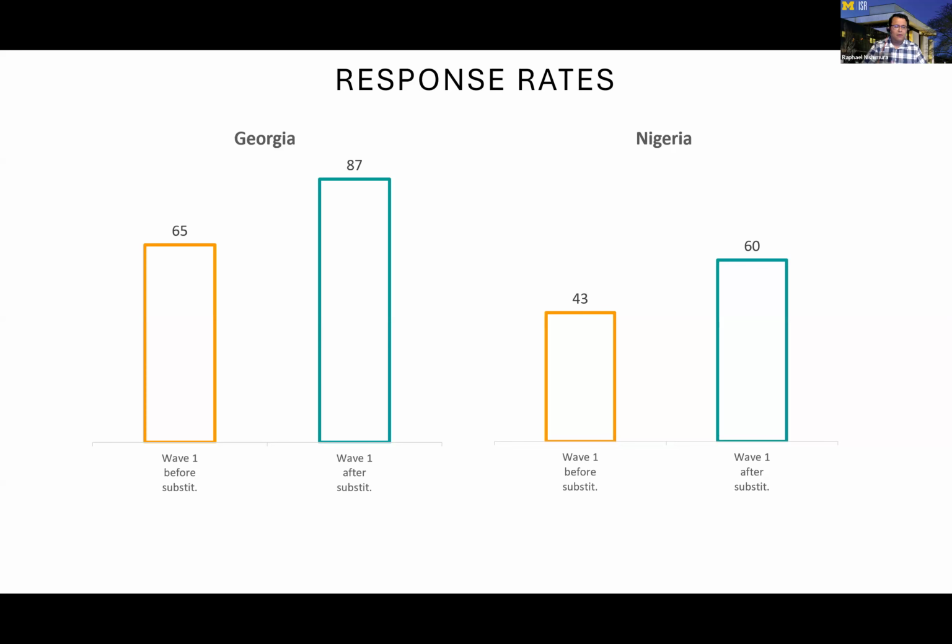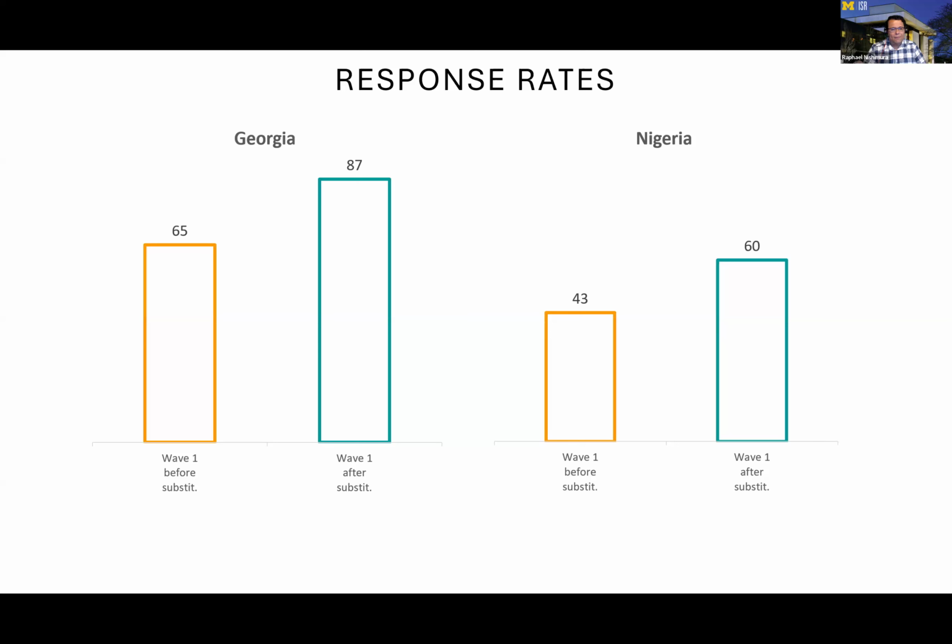Whereas in Georgia, right, we didn't have a lot of non-response after substitution. So performing either a propensity score, we didn't look into that in Georgia, I should say, right? But probably in Georgia, performing an additional response adjustment there, like propensity score adjustment, wouldn't do much.